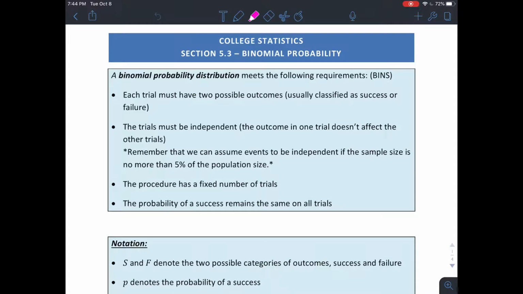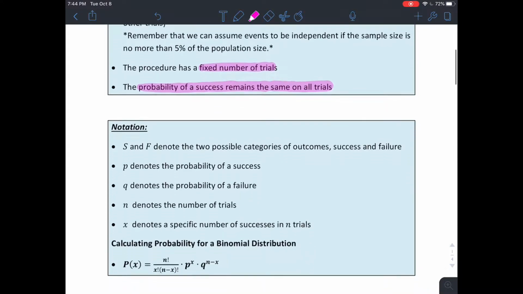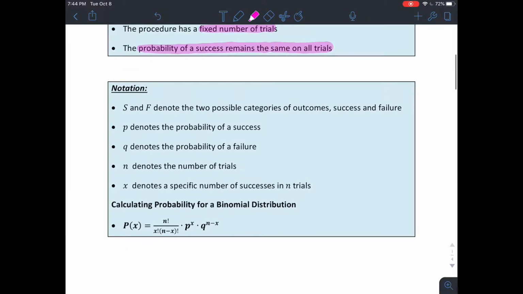Today we're looking at a special kind of probability distributions called binomial probability distributions. They have to have two possible outcomes. The trials have to be independent. There has to be a set number of trials, like you're flipping a coin 6 times or something, and the probability of success has to stay constant on all trials to be a binomial probability distribution.